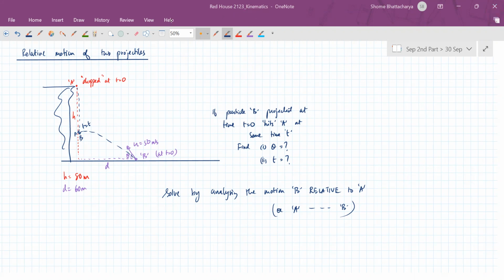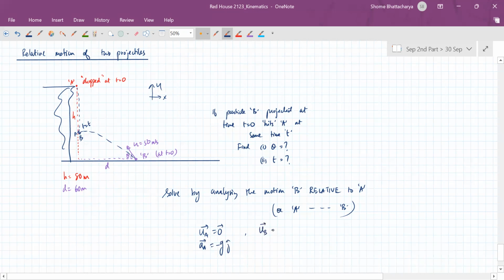Okay. So what we can do here is that if we define a coordinate frame like this, we can see that the initial velocity of A is zero and the acceleration of A is minus g j cap, whereas the initial velocity of B is minus 50 cos theta i cap plus 50 sine theta j cap. And the acceleration of B is also minus g j cap.